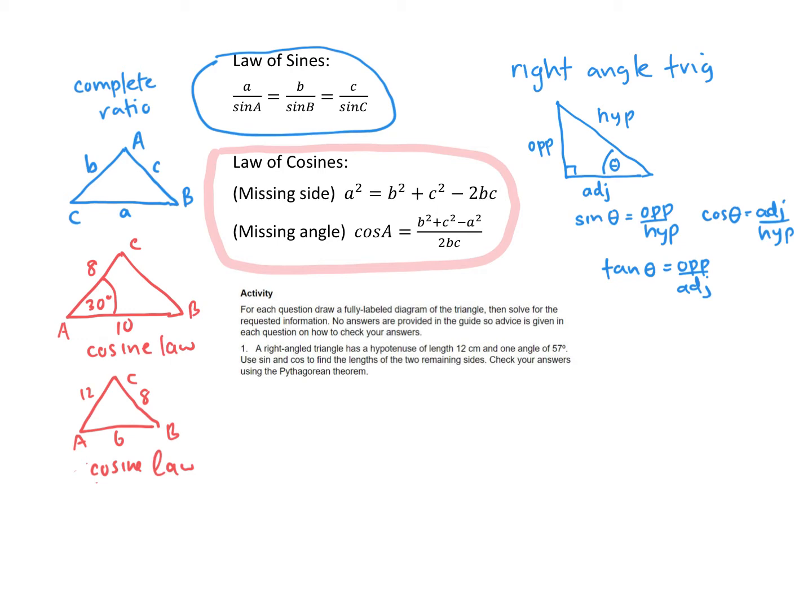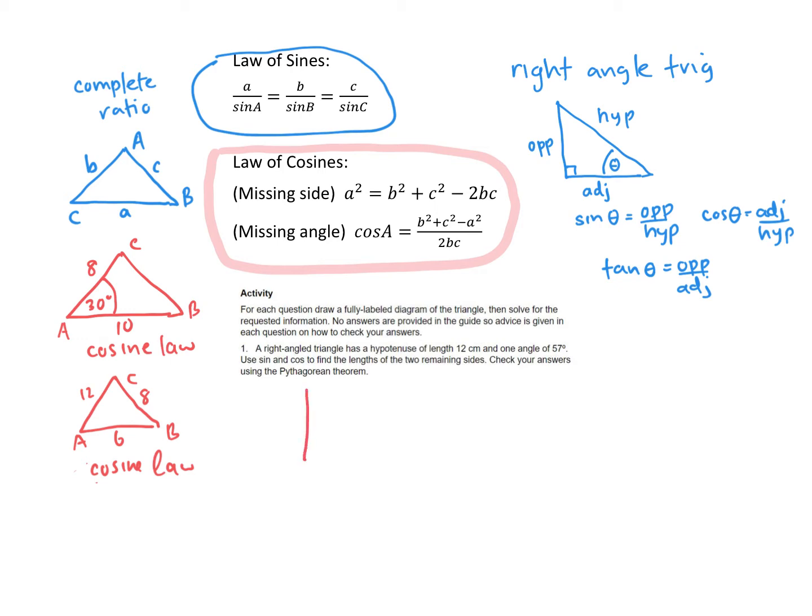Okay, so let's look at a couple of questions. In the first question, it says a right angle triangle has a hypotenuse of length 12, one angle of 57. Use sine and cosine to find the lengths of the two remaining sides, and check your answer using Pythagorean Theorem.